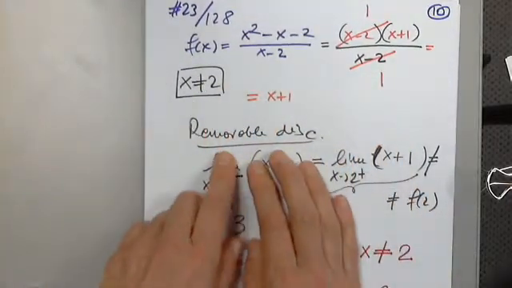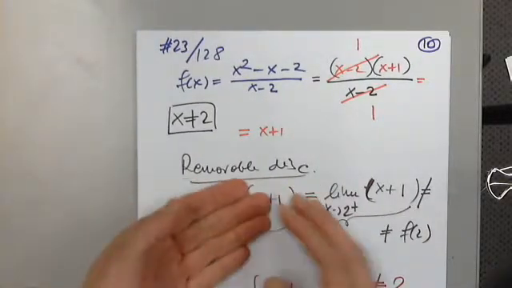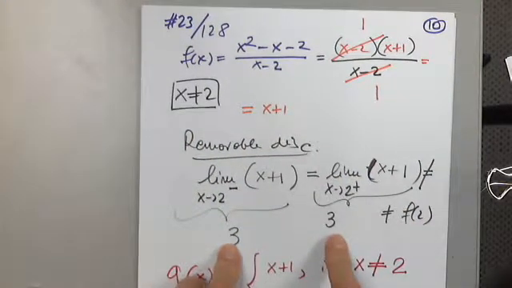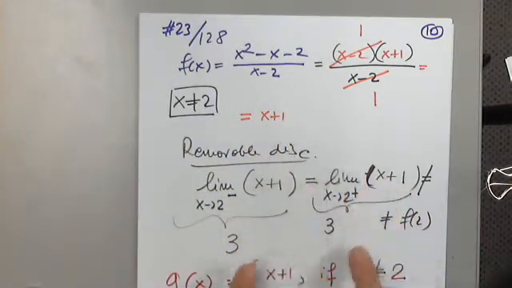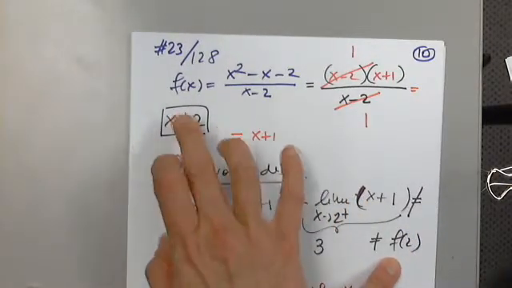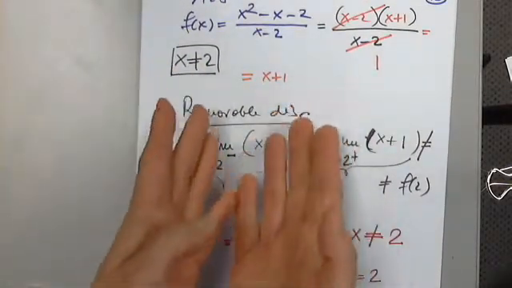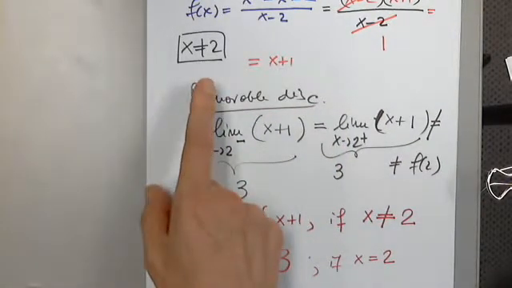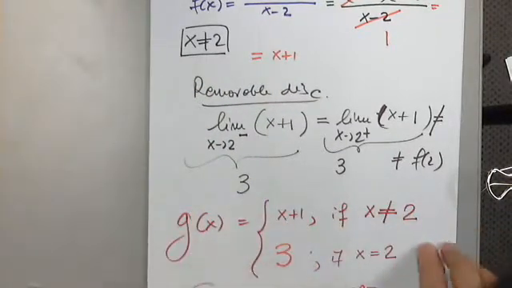They say that this is a removable discontinuity, but I have to convince myself that the limit from the left and the limit from the right of 2 both exist and are equal. And yes, the limit from the left of 2 of x plus 1 and the limit from the right of 2 of x plus 1 are both 3. And of course, they're not equal to f of 2 because f of 2 does not exist. The function is not defined at 2. Then we were asked to use what you have, but create a totally new function using function f that is guaranteed to be continuous everywhere.